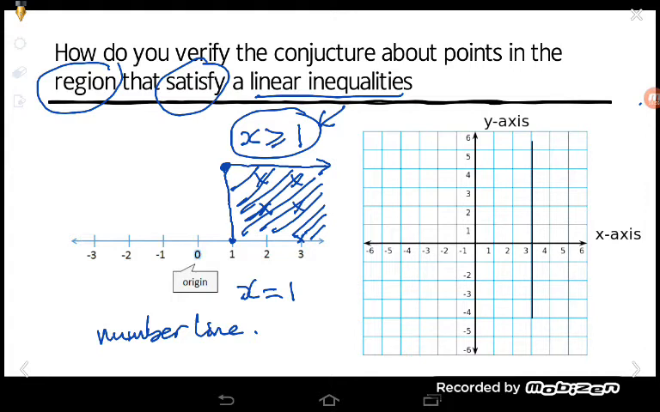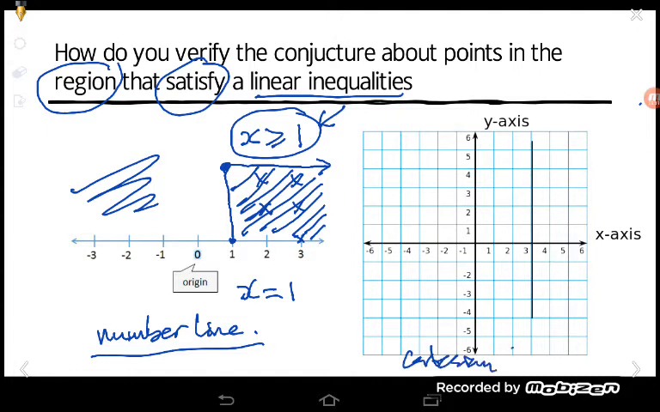And if, let's say, less, that means the region will be over here. Okay, that is the number line. But today, in this chapter, we learn about the Cartesian plane. Cartesian plane, you have y-axis and x-axis. So let's say you have a straight line here, and what do you name it? Because it cuts the x-axis, this is x equal 3.